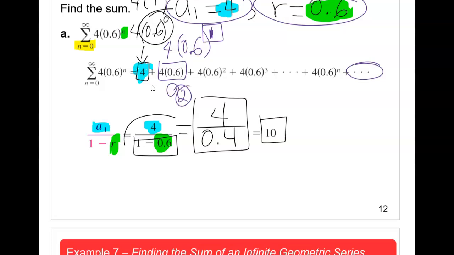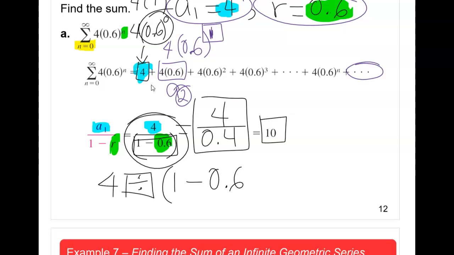You could also enter this whole expression at once on your calculator by entering 4 divided by, and then in parentheses, this is very important because you want to keep the denominator together, 1 minus 0.6. And that will give us the same result of 10.